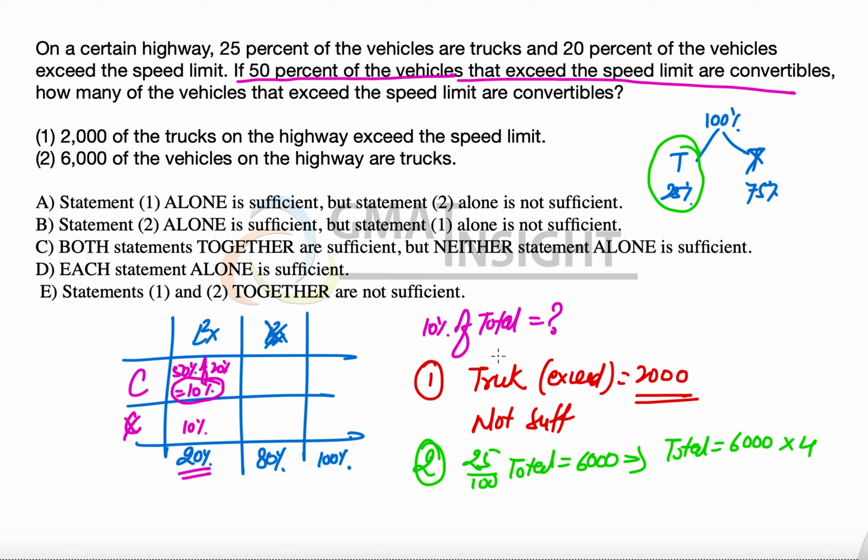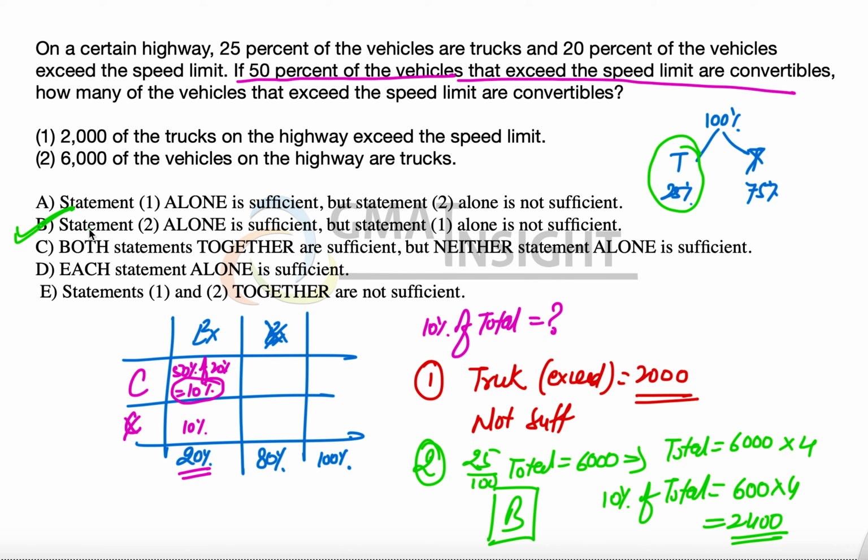And what we have to find out is 10% of the total. So 10% of total becomes 600 multiplied by 4, which is equal to 2400. So we have 2400 vehicles that exceed the speed limit and are convertible. So the second statement alone is sufficient to answer the question. Hence, the answer to the question stands option B.